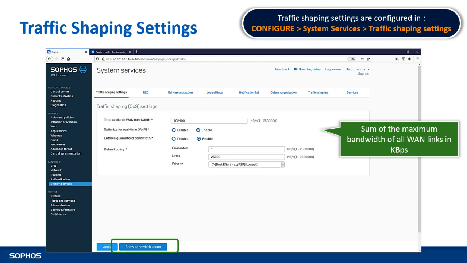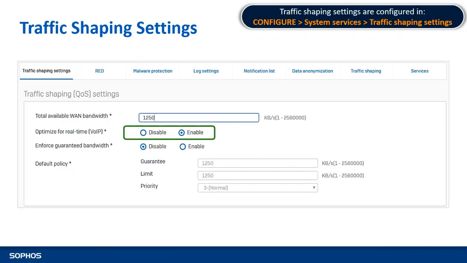This includes the total available WAN bandwidth, which Sophos Firewall needs to be able to allocate the bandwidth effectively. The total available WAN bandwidth is the sum of the maximum bandwidth of the WAN links. To see the bandwidth used, click on Show Bandwidth at the bottom of the page.